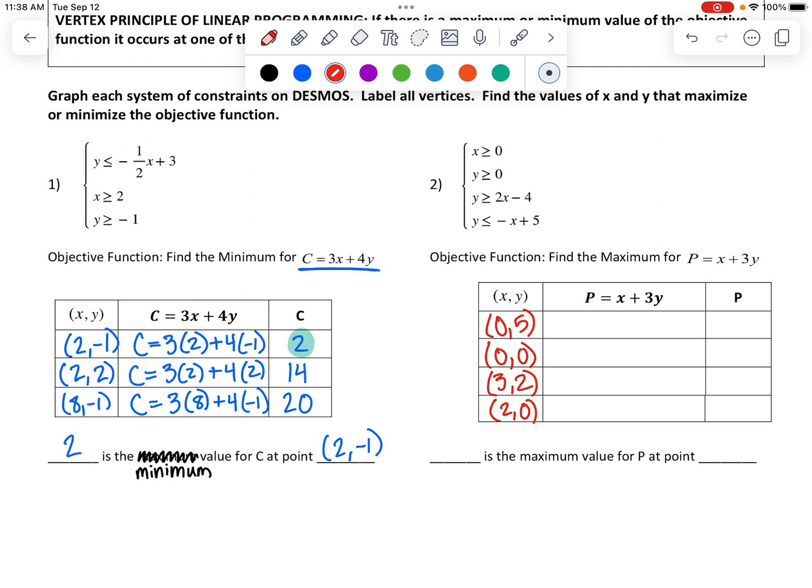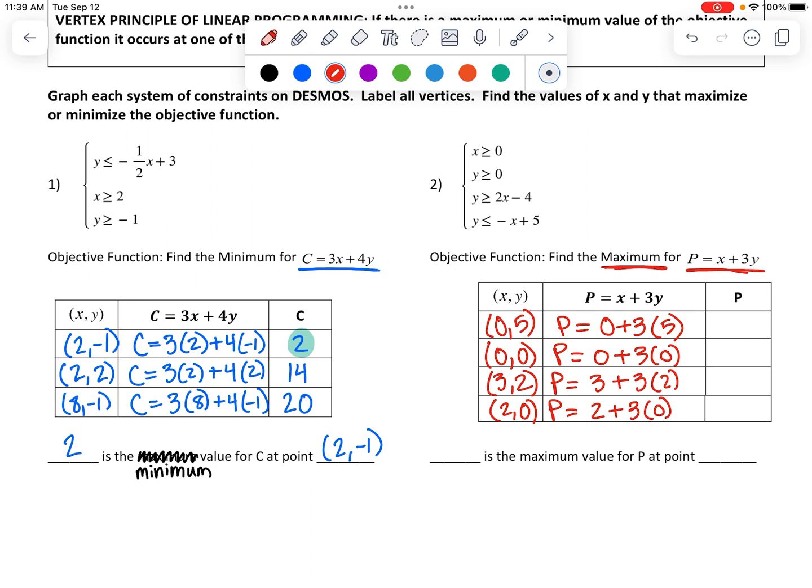And this time it is telling us to look for a maximum, and we find that maximum at p is equal to x plus 3y. So I'm taking my x value of 0 plus 3 times my y value of 5, or 0 plus 3 times 0, 3 plus 3 times 2, so substituting in those x and y values.